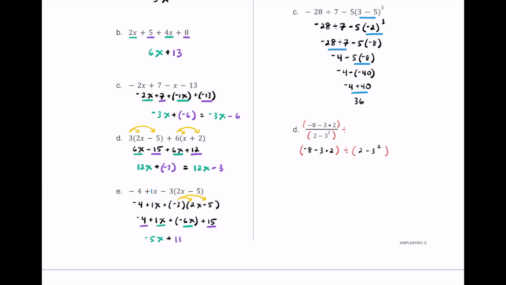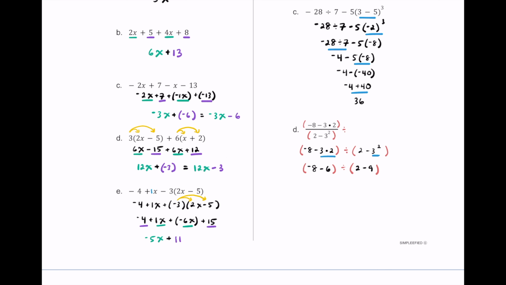And we can perform one thing from each parentheses at the same time. So in the first grouping, let's do the multiplication first here. So 3 times 2 is going to be 6. So we're going to have negative 8 minus 6. That's going to be in the first grouping here. And then in the second grouping, we have 2 minus 3 squared. Let's do the 3 squared. 3 squared is 9. So we're going to have 2 minus 9. So that's going to be the new denominator here, or the updated version.